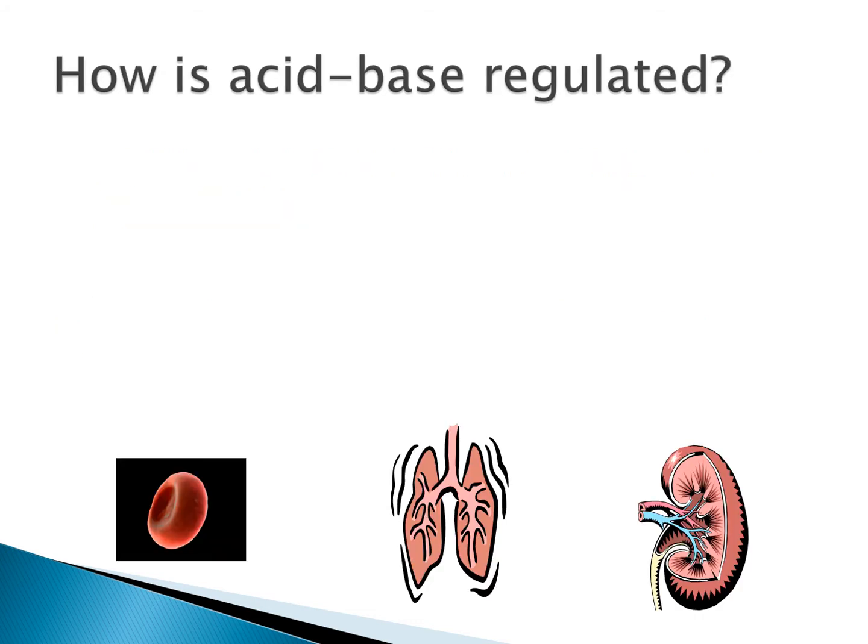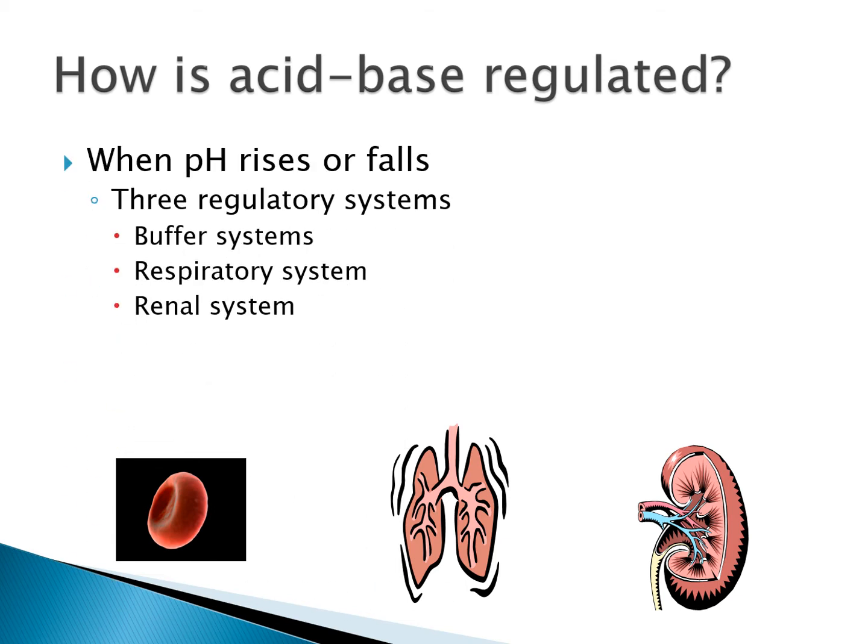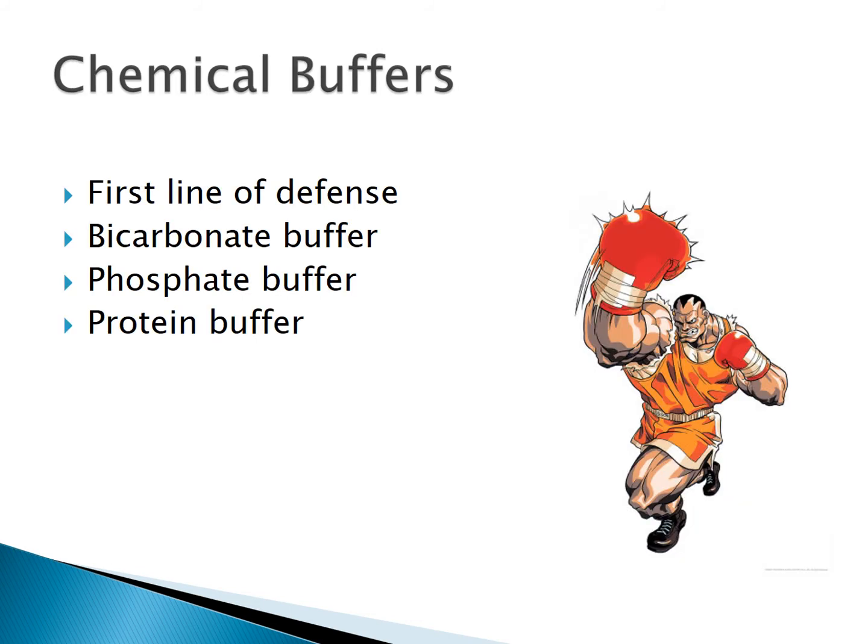So how is acid-base regulated? When your pH rises or falls, there are three regulatory systems that come into play. That includes your buffer systems, which I'll go over, the respiratory system, and the renal system. Your regulatory mechanisms comprise first of your chemical buffer system.